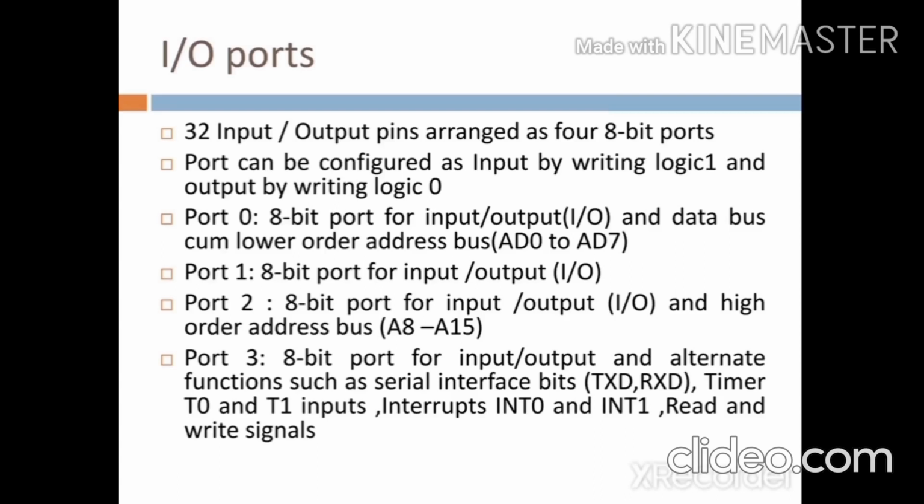Then port 1 is used only as an 8-bit port for input and output. Port 2 is used as an 8-bit port for input output and the higher order address bus, A8 to A15. Port 3 is used as an 8-bit port for input output and alternate functions like serial interface bits, that means TXD, RXD, transmit data and receive data. Then timers T0 and T1, interrupts INT0 and INT1, and read and write signals.